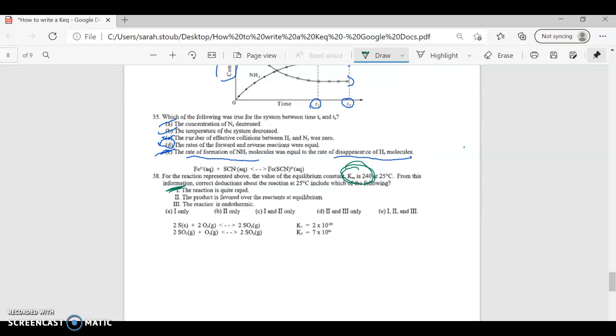Part 2. The product is favored over the reactants. That's true. My KEQ is 240. That means I have a lot of products. So 2 is a true statement. The reaction is endothermic. I have no information about endothermic, so I can't possibly say that's true or not true. So I would have to say, from this information, I don't know, and that would answer the question of it's not true, which leaves me with B. B is the only correct answer here for 2.